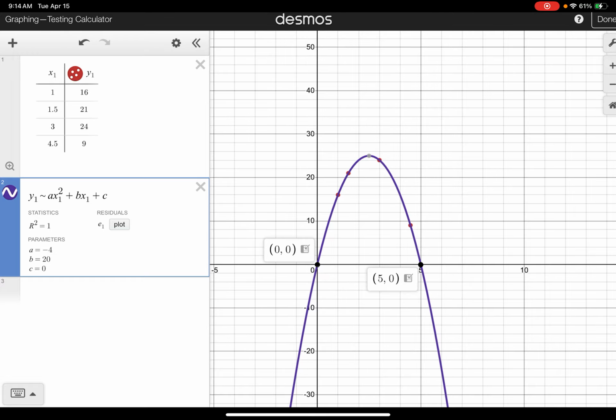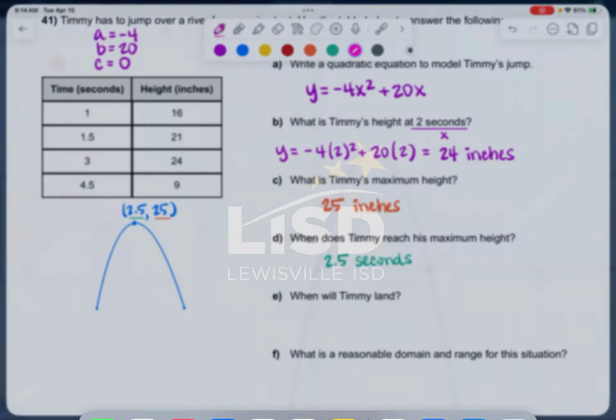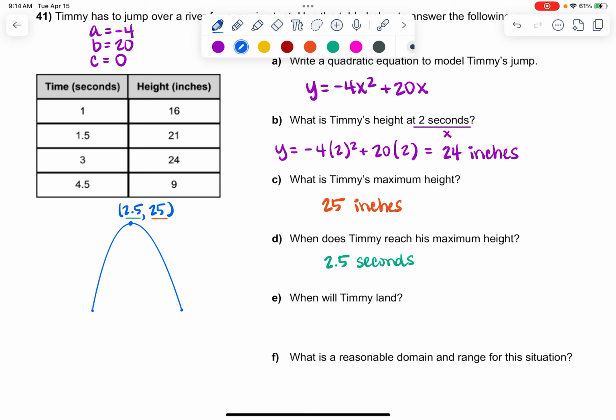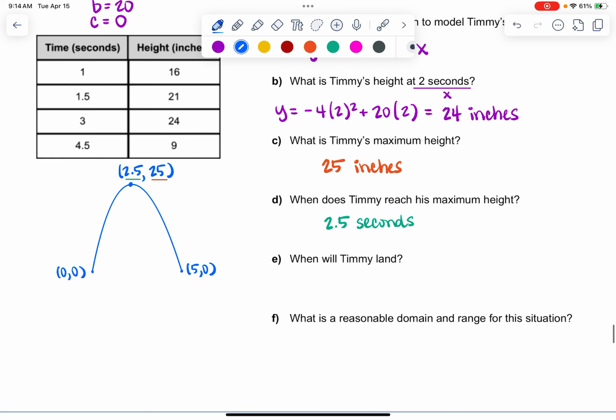All right, so I'm going to go back to my picture here. I'm just going to go ahead and label these main points really quick. So 5, 0, and this was 0, 0. So when will Timmy land? It's asking for time. So let me do purple. You're going to say after 5 seconds. So when will he land? 5 seconds.